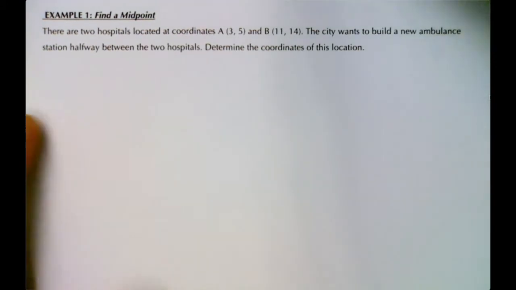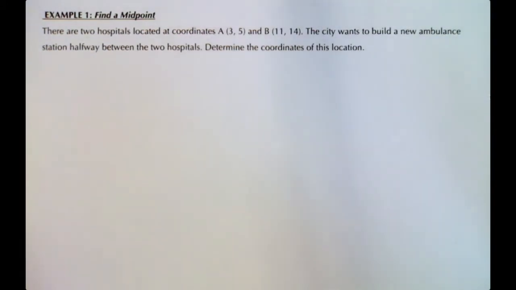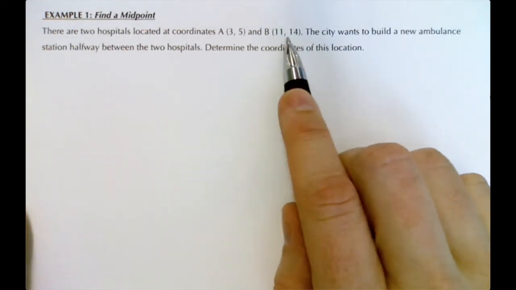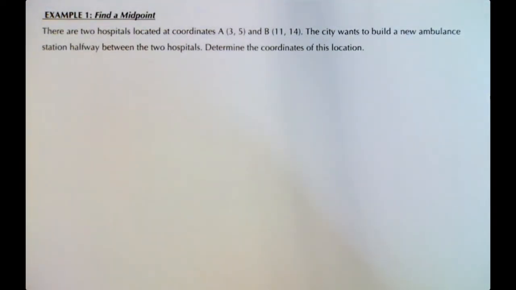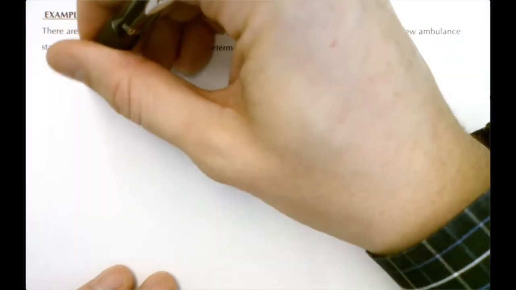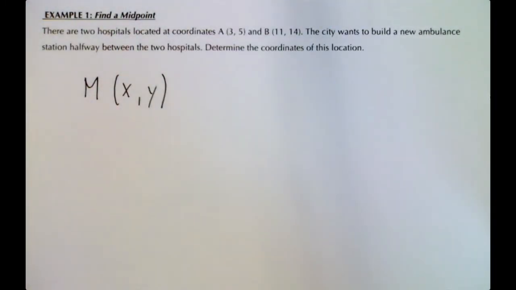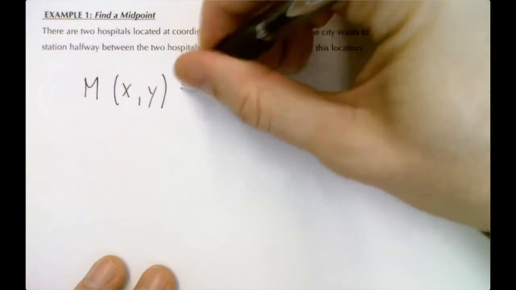Find a midpoint. There are two hospitals located at point A (3, 5) and point B (11, 14) on a map. The city wants to build a new ambulance station halfway between the two hospitals. Determine the coordinates of this location. Well, we want to find the midpoint. And to find the midpoint, we need an x and a y.